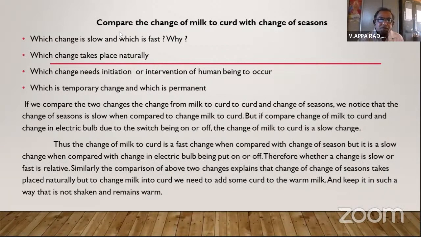Compare the change of milk to curd with the change of seasons. Which change is slow and which is fast? Why? Here, change of seasons is a slow change, and milk to curd is a fast change.